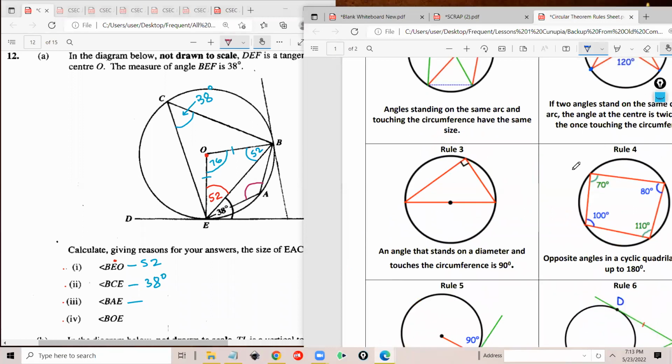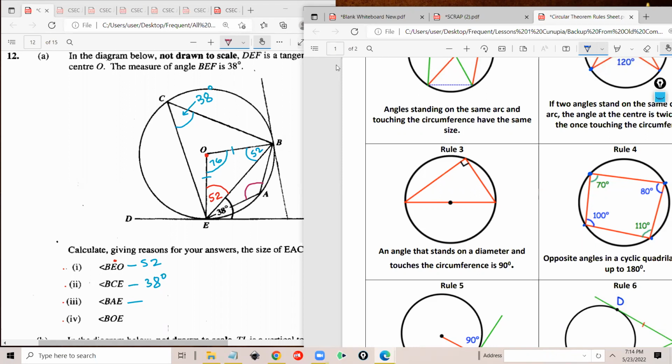Rule 4 is down here. Rule 4 is the one with the cyclic quadrilateral. The opposite angles in a cyclic quadrilateral add up to 180. But for it to be a cyclic quadrilateral, all corners of the four-sided figure must touch the circumference. So you've got to be careful.